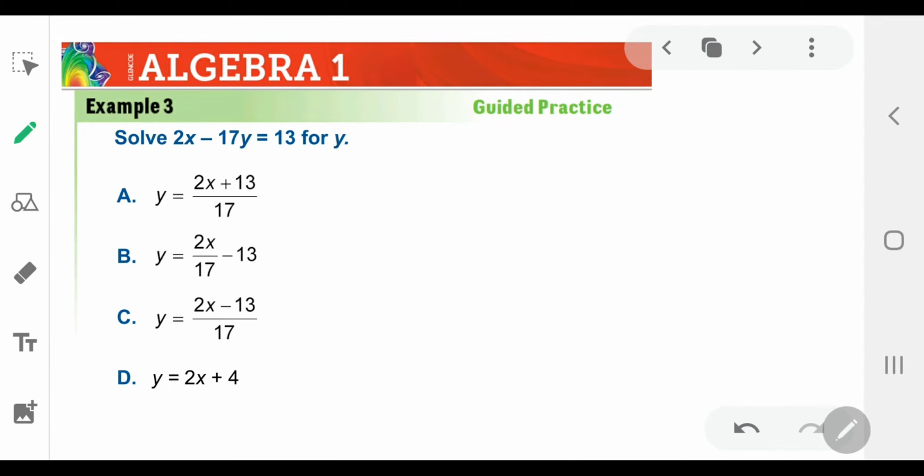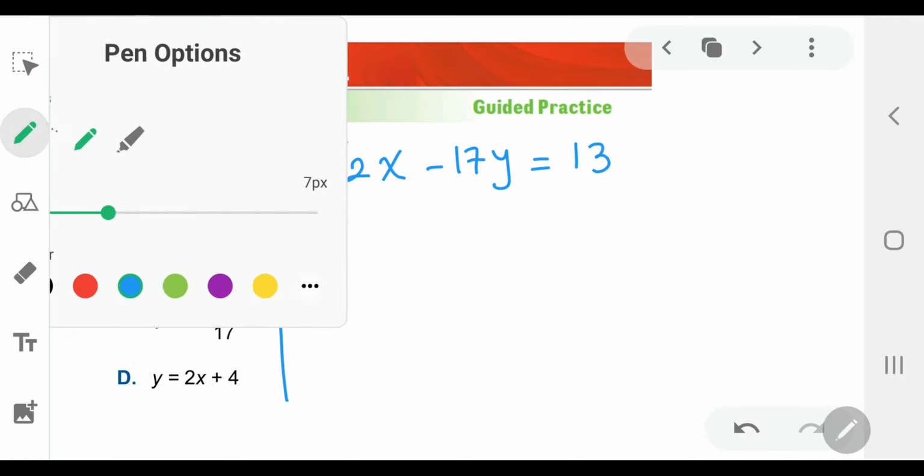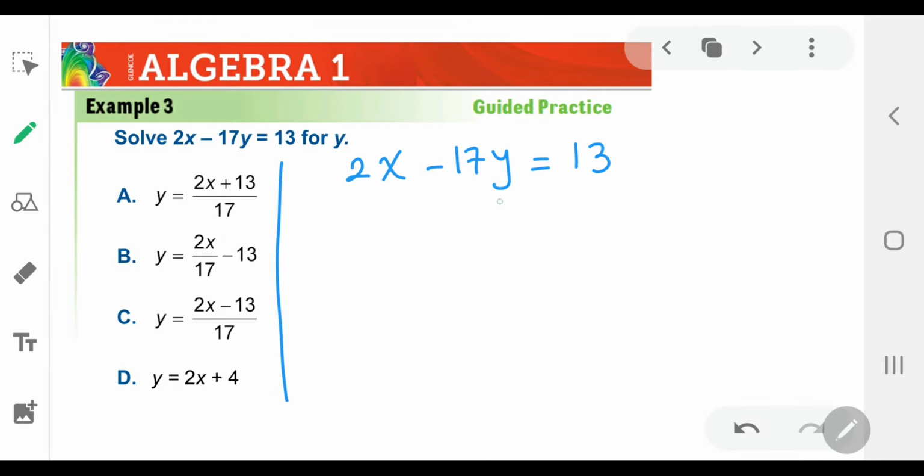It's your turn now. Pause the video and then check your answer. It's required to solve it for y. Let's write the equation here. 2x minus 17y equals 13. And it is required to solve it for y.